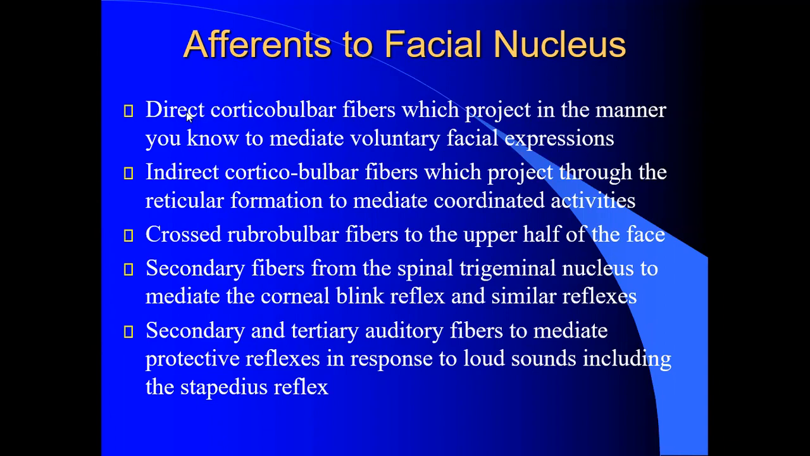And so, of course, number one, you get direct corticobulbar fibers for our facial expression, literally for our voluntary facial expression. To smile, to frown, to flirt, to show surprise, and everything that we do to convey nonverbal information has to be done using the muscles of the face. But then you have indirect corticobulbar fibers, which go through the reticular formation.